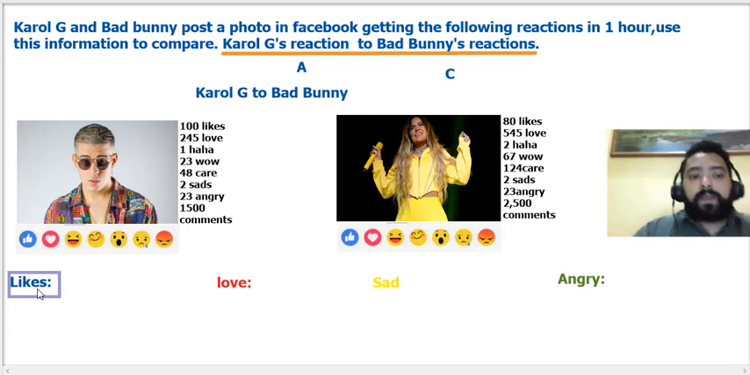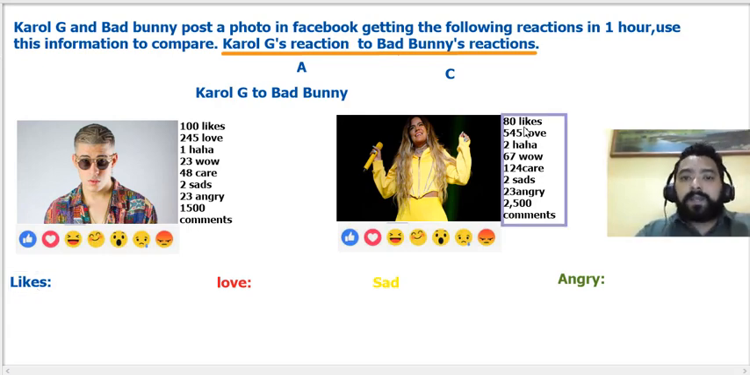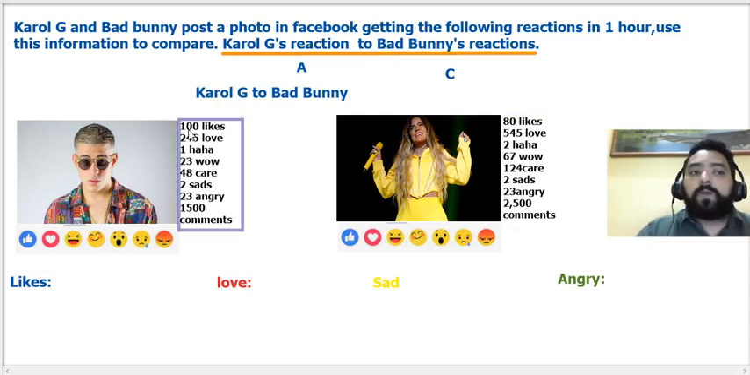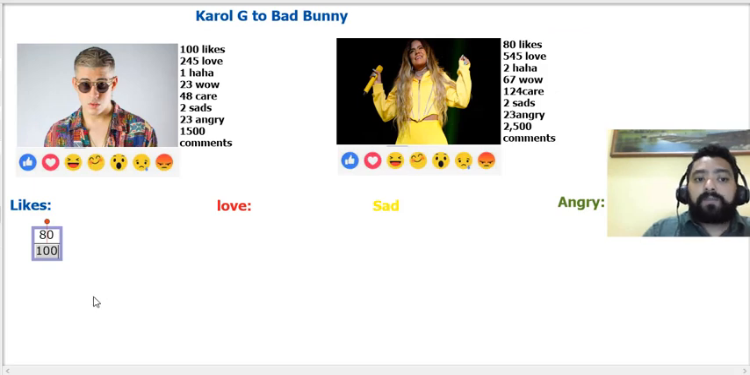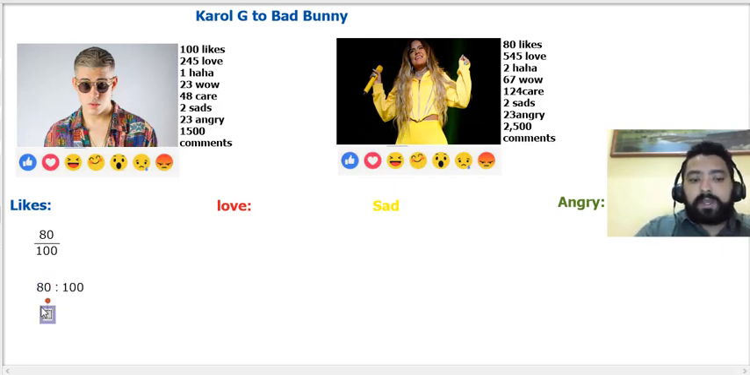In this case, if you see, Karol G has 80 likes and Bad Bunny has 100 likes. So we are going to write Karol G, remember, it's 80 over 100. Why over 100? Because Bad Bunny has 100 likes. You can represent these quantities in another way, in this case as a fraction. Now this one you can compare with columns like this, or you can use 80 to 100. So that's three ways you can represent these ratios.